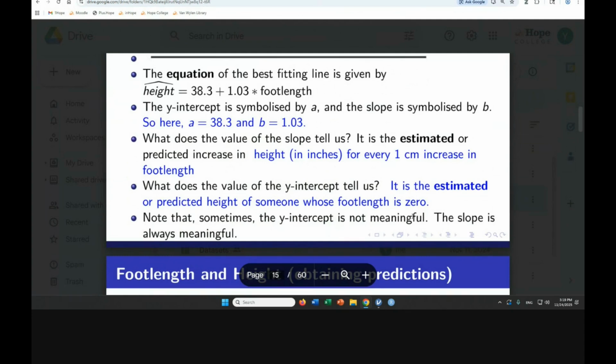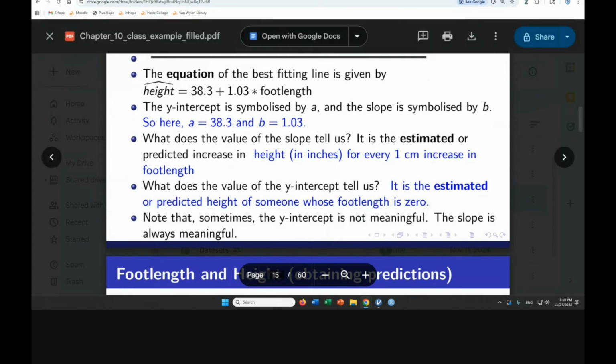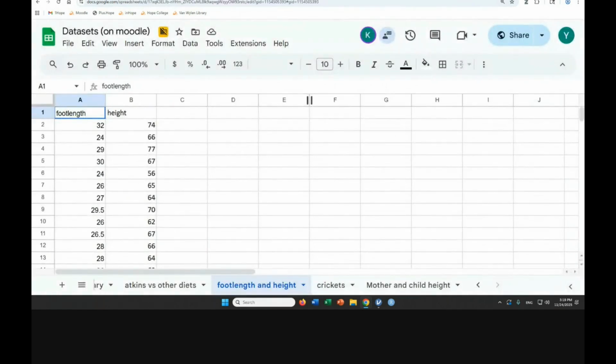First of all, where is the data? The data look like this. If you went to our Moodle dataset sheet, go to the foot length and height tab and look for that one. Foot length and height. I want you to stare at these numbers a bit. Are you comfortable with this kind of data presentation? These are people's foot length and their corresponding height. Every row is one person. So can you tell that the units are different?